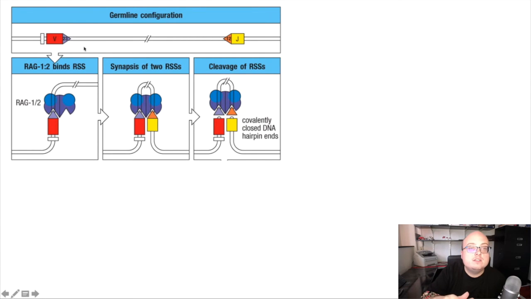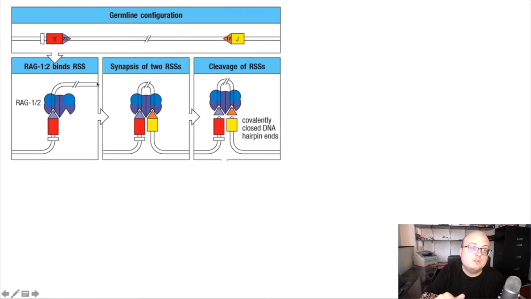So if we look in the germline DNA here, we have the V segment that we're going to use, and downstream we have the J segment that we're going to use. But there's a whole bunch of DNA in between. So how do we get rid of all the DNA in between, which we need to take out in order to actually recombine the two segments that we want to use?